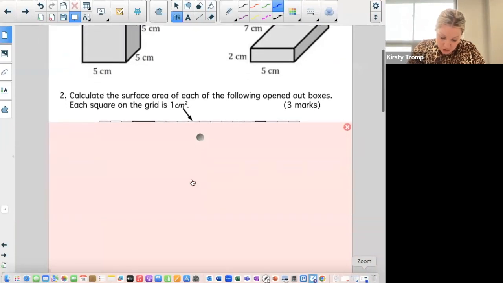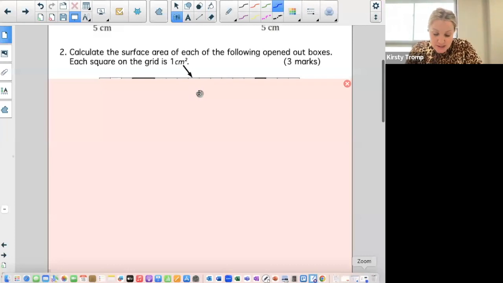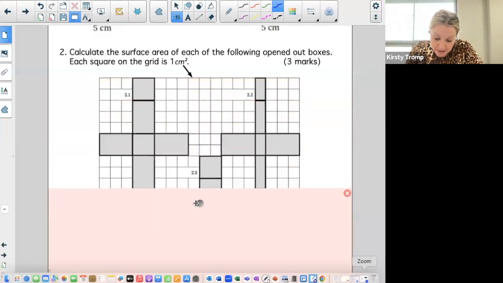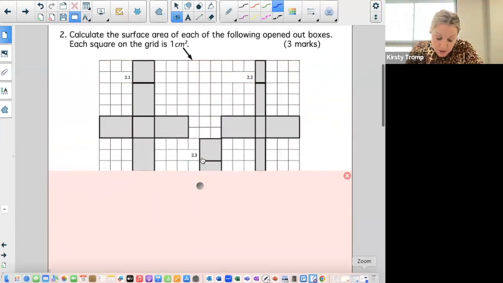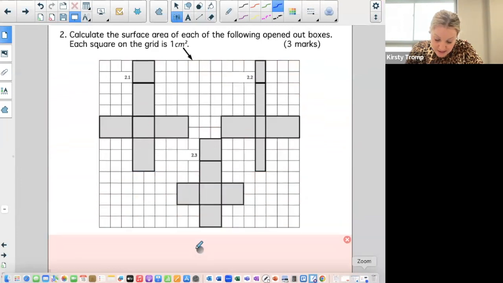In our next question, it says, calculate the surface area of each of the following opened boxes. Each square on the grid is 1 centimeter squared. So remember we spoke about this in the first week when we were doing area. They're saying to us, go and calculate. And remember, we've already done 2.3, so you're not going to worry about 2.3. But for 2.1 and 2.2, I want you to look at the surface area for those shapes. How are you going to calculate the surface area for those shapes?